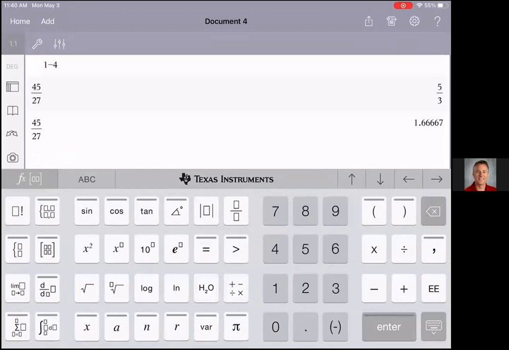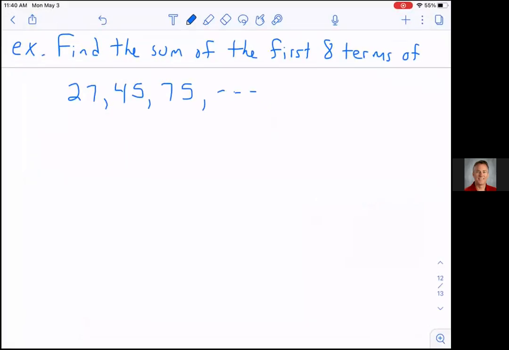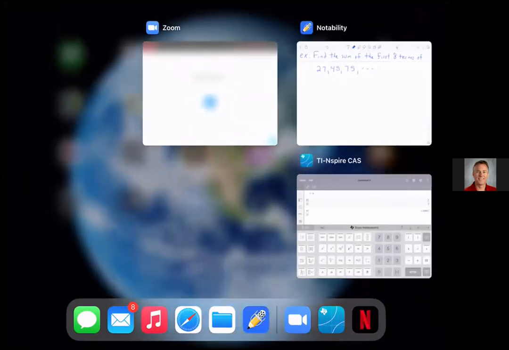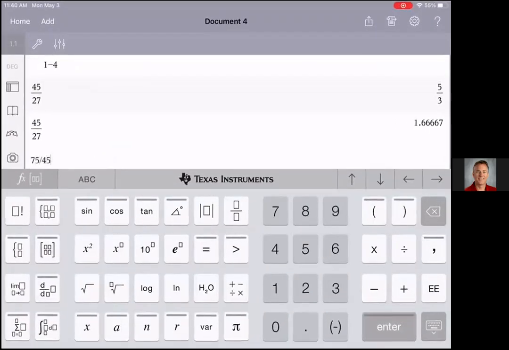So I did 45 divided by 27. I'm going to do the next one, 75 divided by 45. And again, I'm just checking to make sure that it is geometric. So 75 divided by 45. Look at that, I get 5/3. Now, not only do I know it's geometric, but now I know 5/3 is my R value. So R is equal to 5/3.